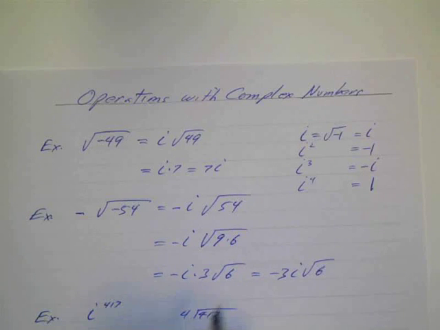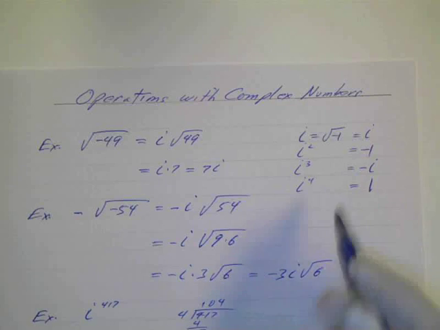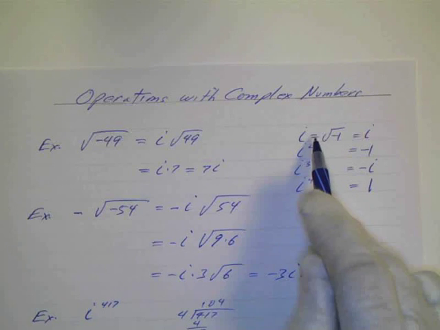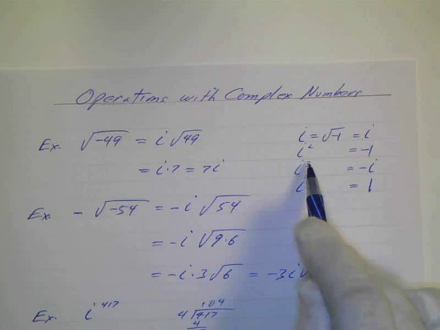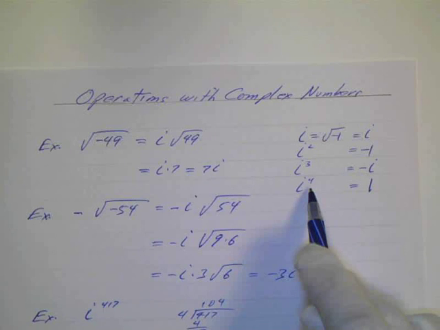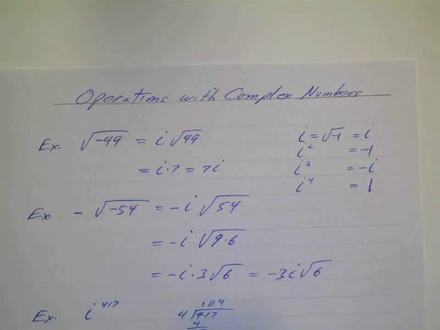See what we get. Well, 4 goes into 4 once. That's 4. Then 0, 7. And it goes in there 4 times, and that's 16. So we have a remainder of 1. So when you have a remainder of 1, that means that this is just going to be i to the first. If we have a remainder of 2, 3, or if it goes in evenly, we'd have a remainder of 4, which means it would go in evenly.